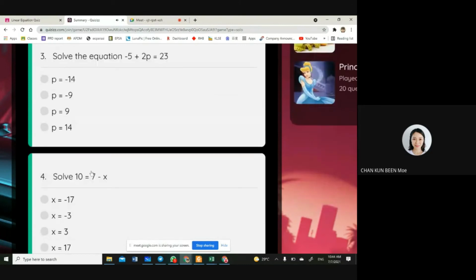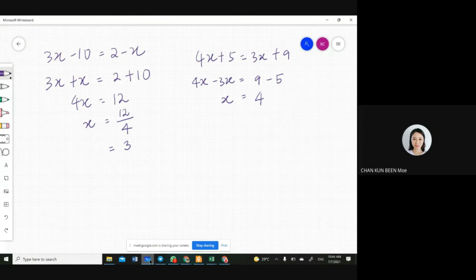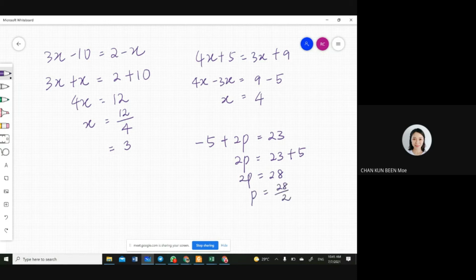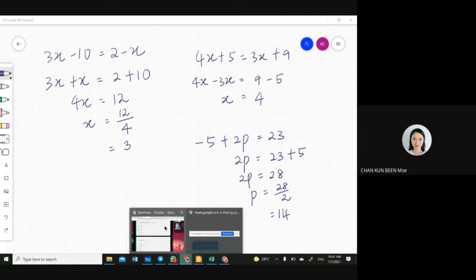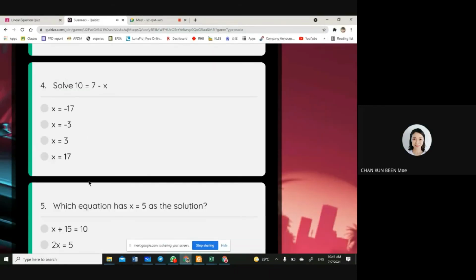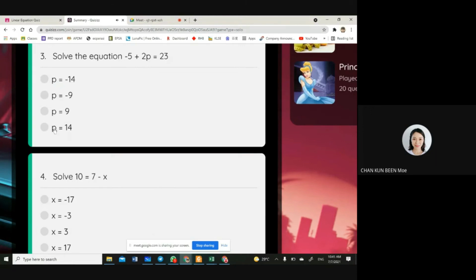Okay, number 3, negative 5 plus 2p equal to 23. So negative 5 plus 2p equal to 23. 2p is 23 plus 5. 23 plus 5 is 28. So if 2p is 28, p is 28 divided by 2, the answer is 14. So let's check. So we have the answer 14, this one.